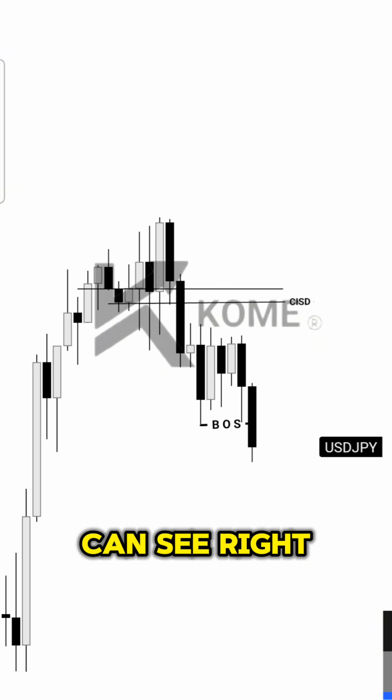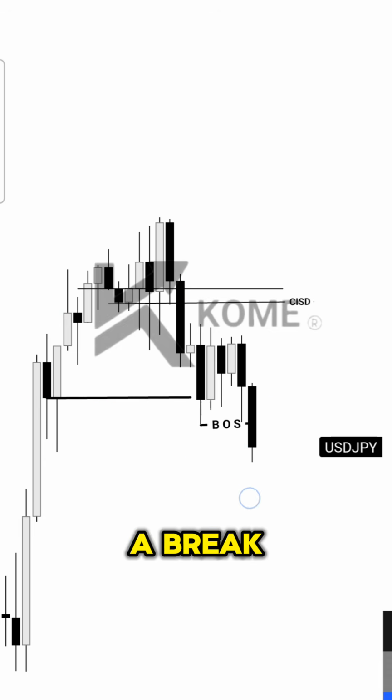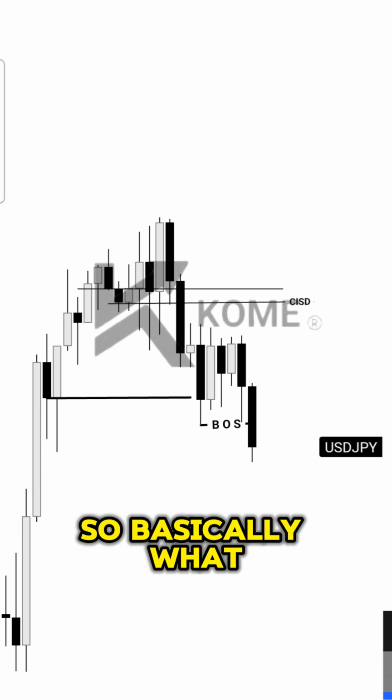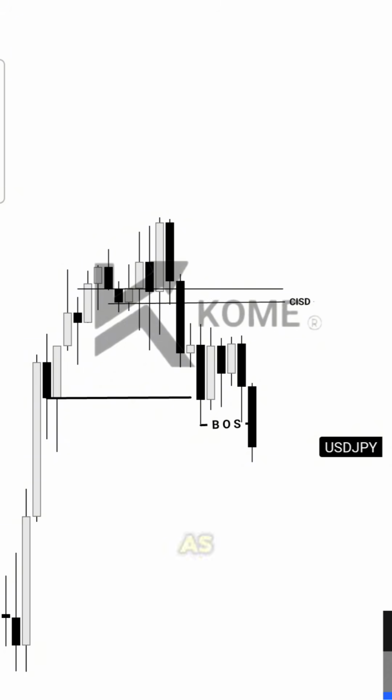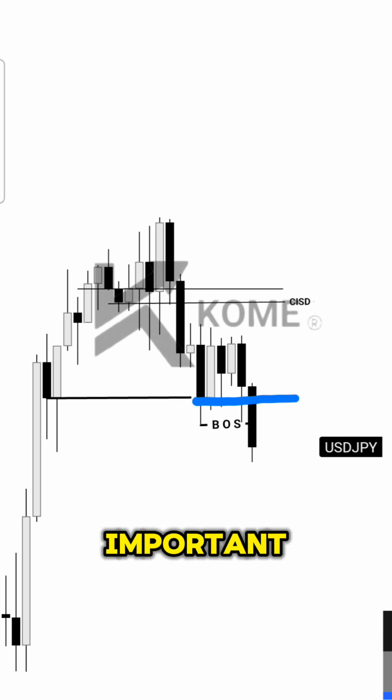However, as you can see right here, we also have this zone here, which is a break. So this is the break of this overall movement, right? So basically, what do we have? We now have this as our area of value. This is very important.